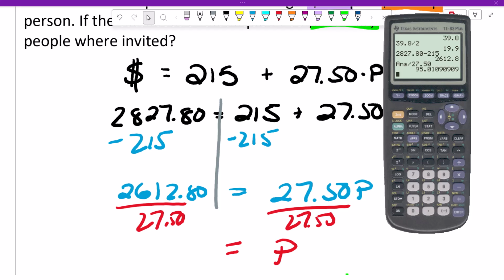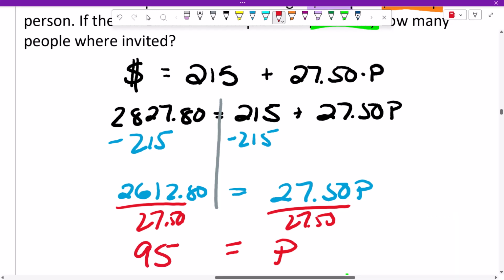All right. So we made up a number for our budget. The math says we can invite 95.01 people, but we can't really invite 0.01 people, so we can say we can invite 95 people. We can't round that up to 96 because we don't have the budget for 96. We can have a party of 95 people, because people are whole numbers.